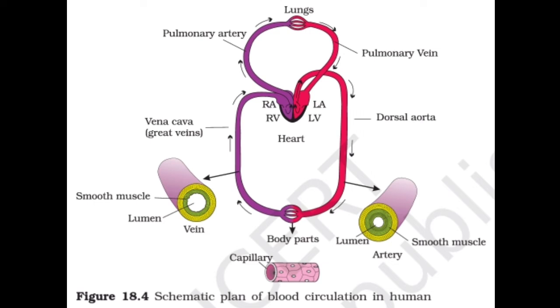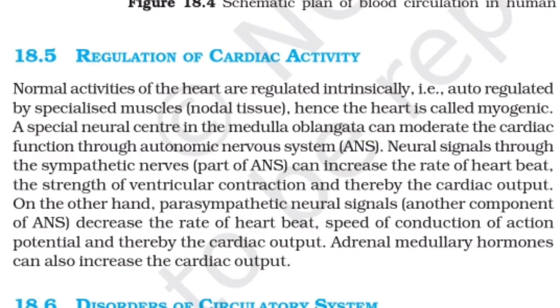This is lungs, this is pulmonary artery, this is RA, that is right atrium, RV, that is right ventricle, this is heart, this is vena cava, in bracket great veins, this is vein, smooth muscles, lumen, and this is capillary, body parts, this is artery, lumen, smooth muscles, this is LV, that is left ventricle, LA, that is left atrium, this is dorsal aorta, and this is pulmonary vein.